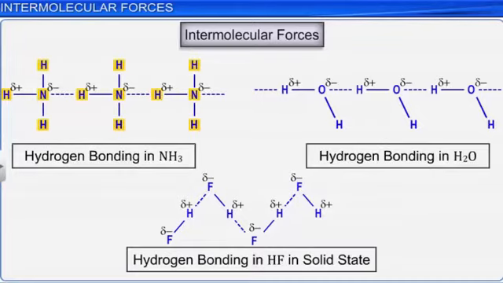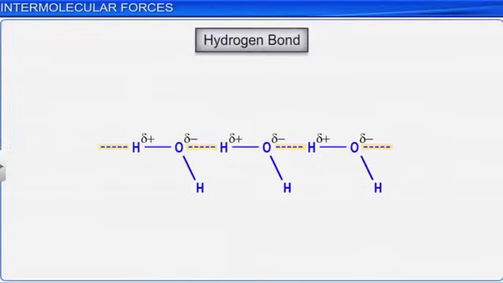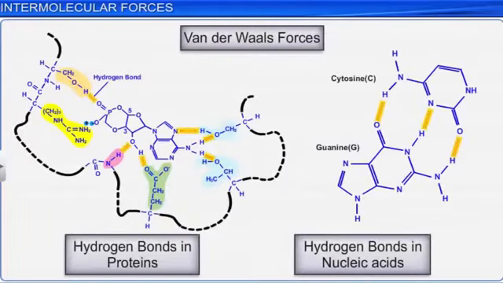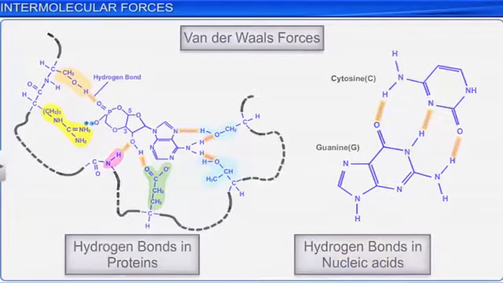A special case of dipole-dipole interaction called hydrogen bond exists in the molecules with highly polar N-H, O-H or H-F bonds. This intermolecular force is stronger than the van der Waals forces of attraction, having interaction energy of the order of 10 to 100 kilojoules per mole. Therefore, hydrogen bond is a powerful force in determining the structure and properties of many compounds such as proteins and nucleic acids. Have you ever wondered why it is very difficult to compress solids and liquids?